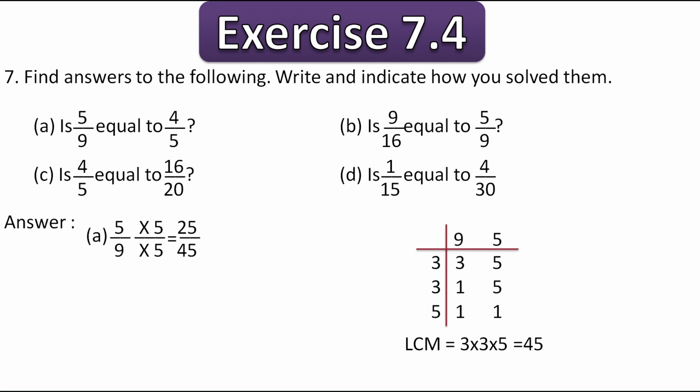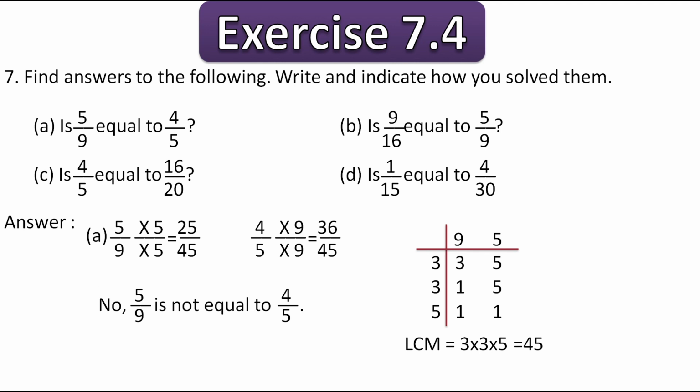Now the second fraction, that is 4 upon 5. When we multiply it with 9, we will get the denominator as 45. So we are getting the answer as 36 upon 45. But 5 upon 9 is equivalent to 25 upon 45, and 4 upon 5 is equivalent to 36 upon 45, which are not equal. Therefore, these two fractions are not equal.